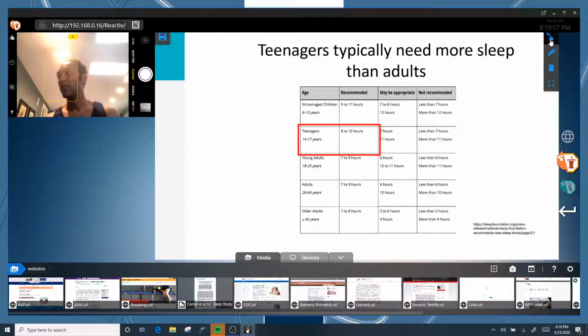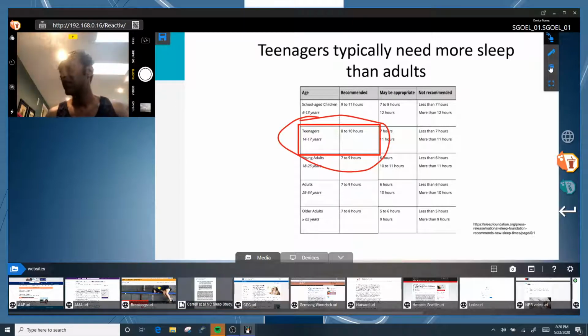Now go ahead. You can see over there that teenagers need 8 to 10 hours of sleep, so on average, 9 hours of sleep. I can tell you that most teenagers are not sleeping that much.